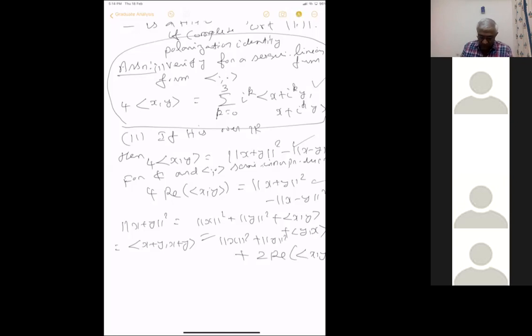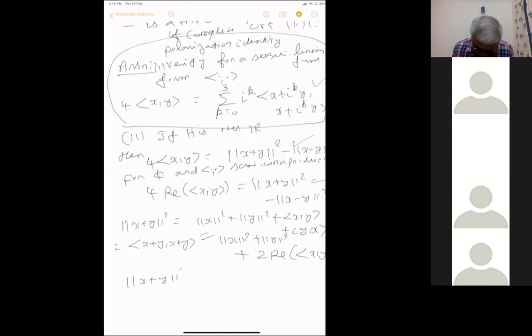So in fact, if we have norm of x plus y square plus norm of x minus y square, this implies 2 times norm x square plus norm y square. This is what is called the parallelogram identity, which we have seen in geometry.